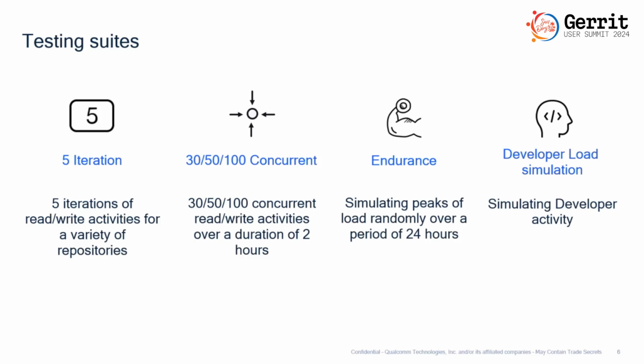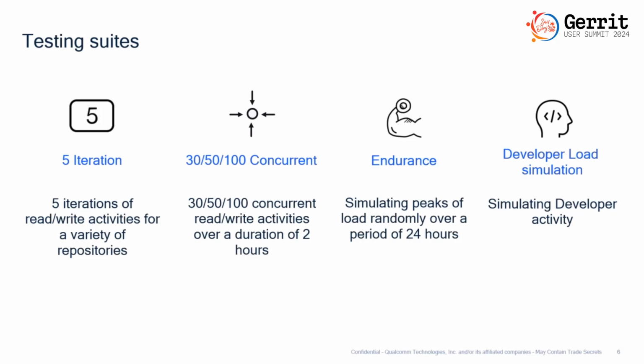So 30, 50, 100 concurrent testing is nothing but the performance testing. So 30 users, 50 users, 100 users, clients in a way. So doing reads and writes, again, we measure the metrics, how this new deployment is functioning. If everything looks good, it's a go.